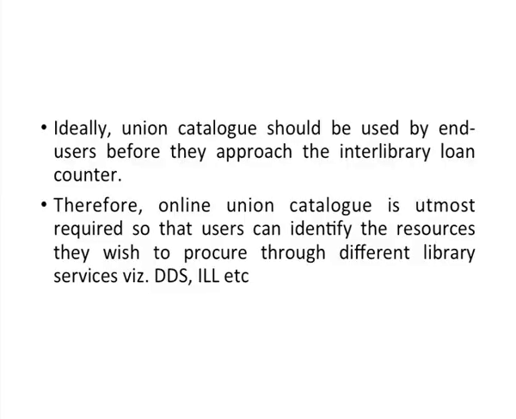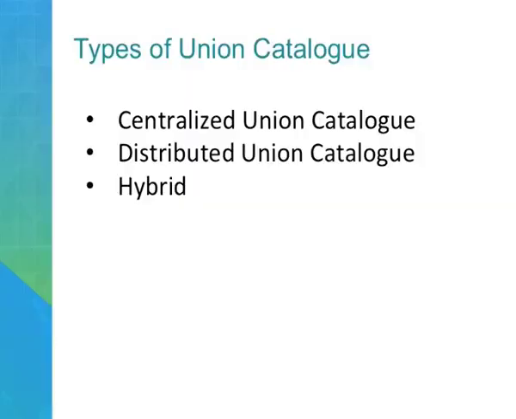So, this becomes imperative in providing robust and seamless services to the user. Therefore, an online union catalog is utmost required, so that users can identify the resources they wish to procure through different library services such as DDS and ILL. Now you need to understand the different types of union catalog, because union catalogs can be categorized into different types, and one such type is called the centralized union catalog.